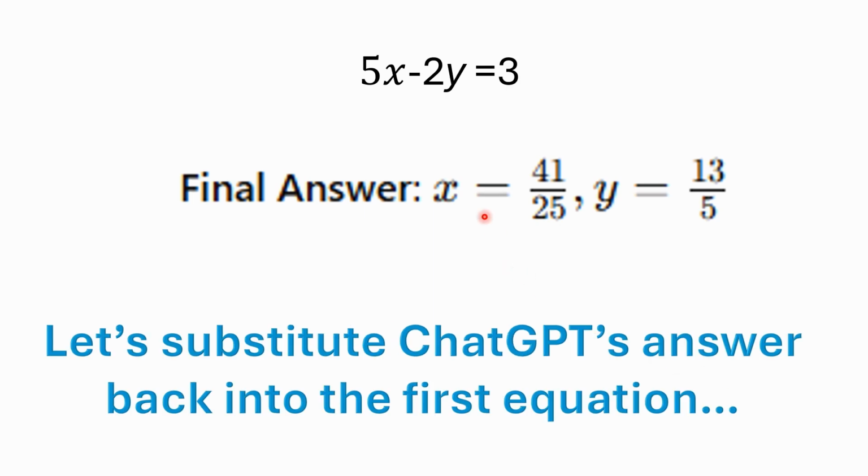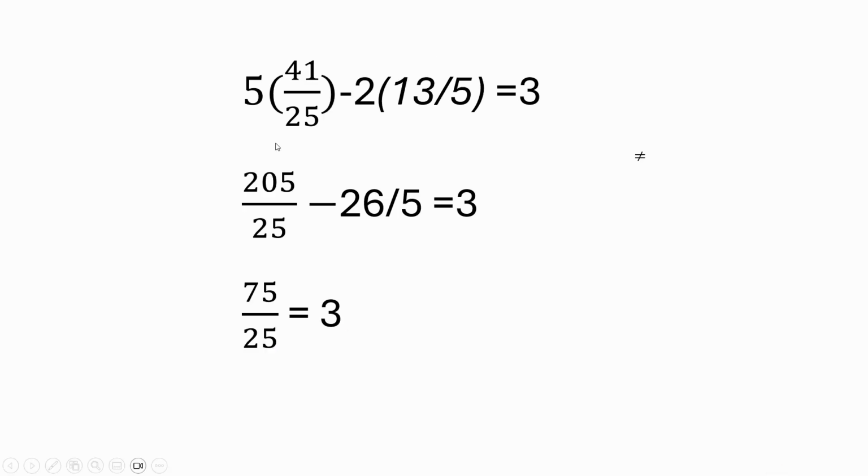Now you can easily go back to this first equation. Let's substitute 41/25 and 13/5 for x and y, and see if we come up with 3. That's all we got to do. The confusing thing is that when you substitute back into the first equation, it looks like it all works out, and maybe ChatGPT was okay, right?